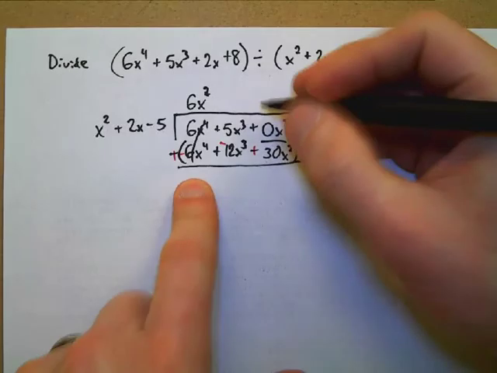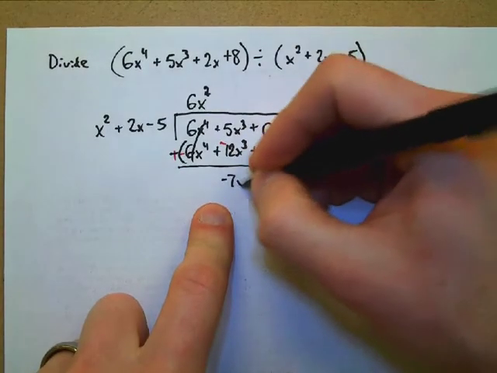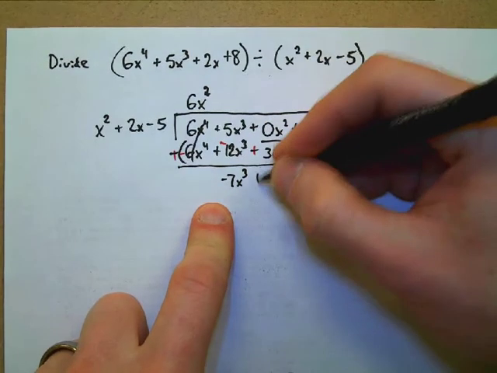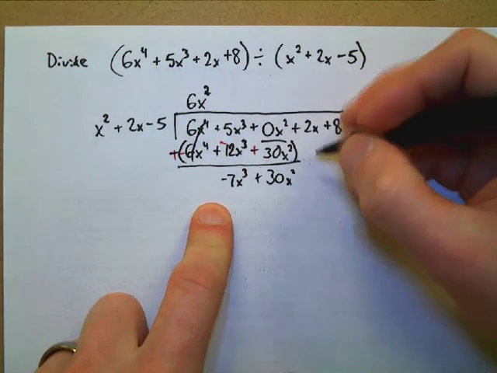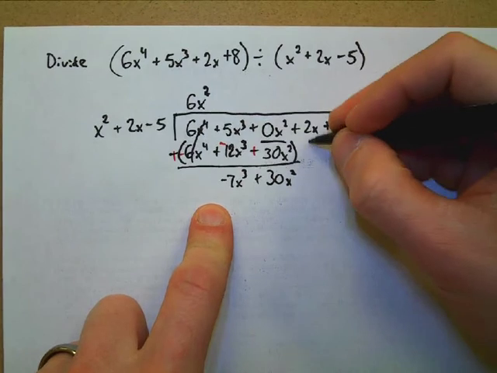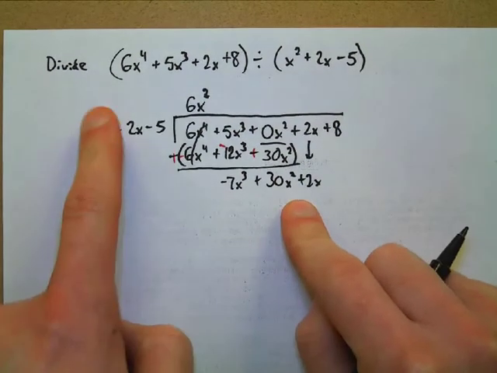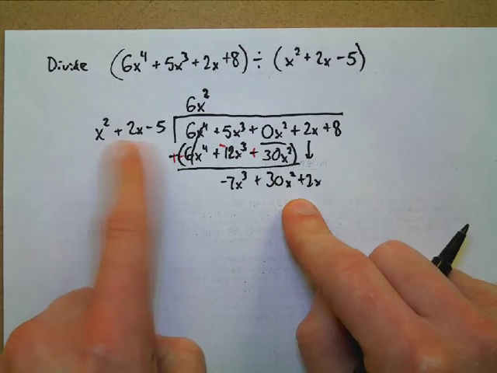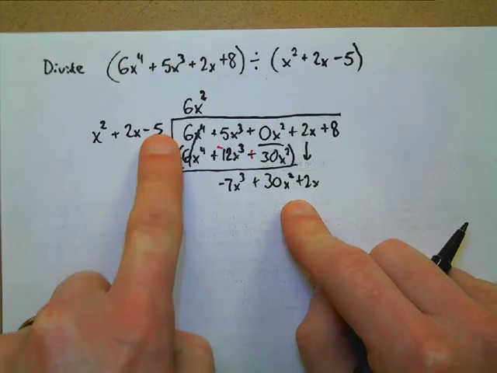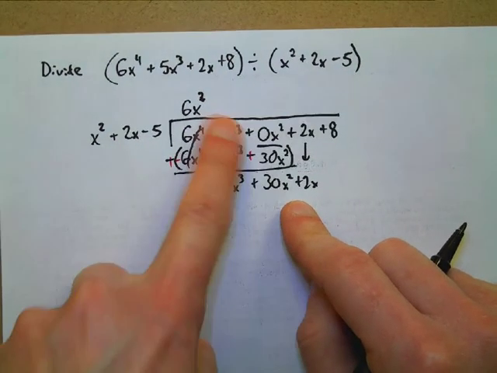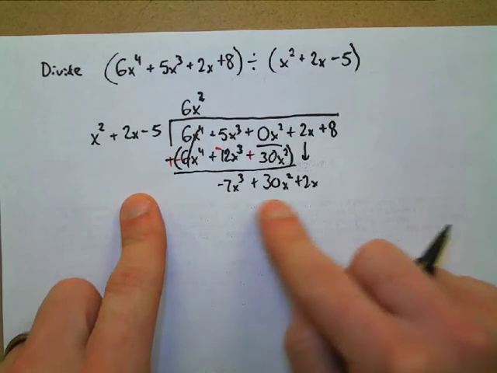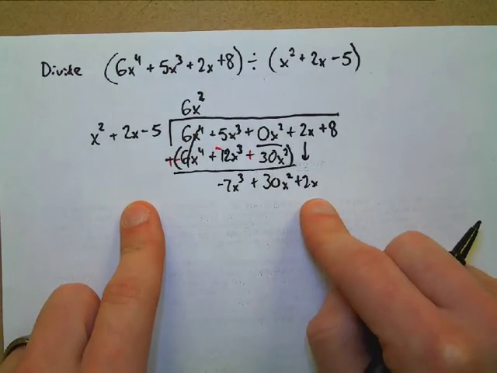5 plus negative 12, negative 7. 0 plus 30, 30. And then bring down that 2x. We need 3 terms here because what we're going to end up with is 3 terms. When I pick a number here, I'm multiplying each one of these 3 by that number that we pick. And so I need 3 terms to line up with here.